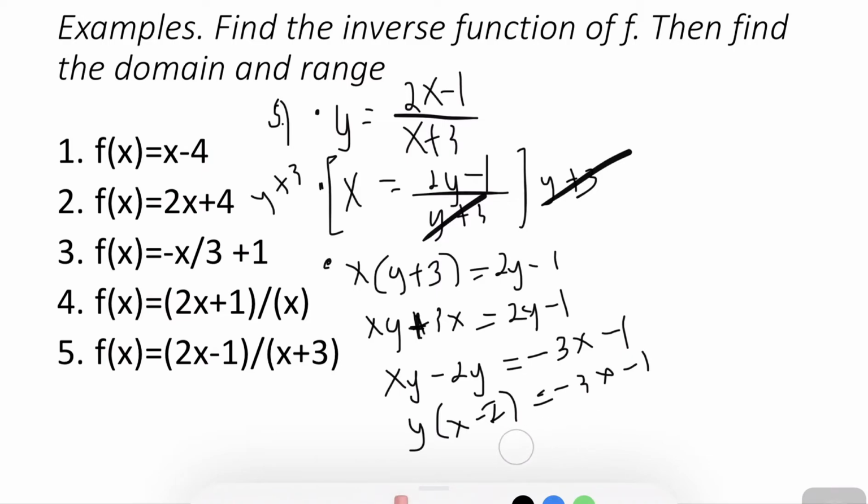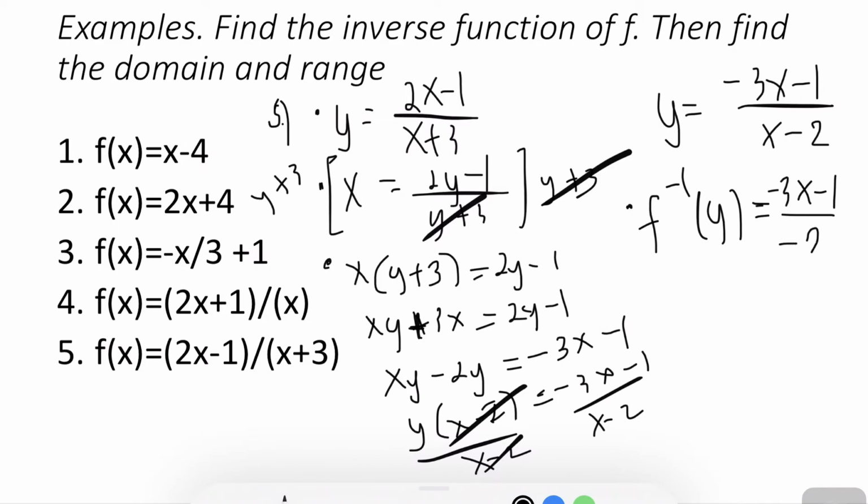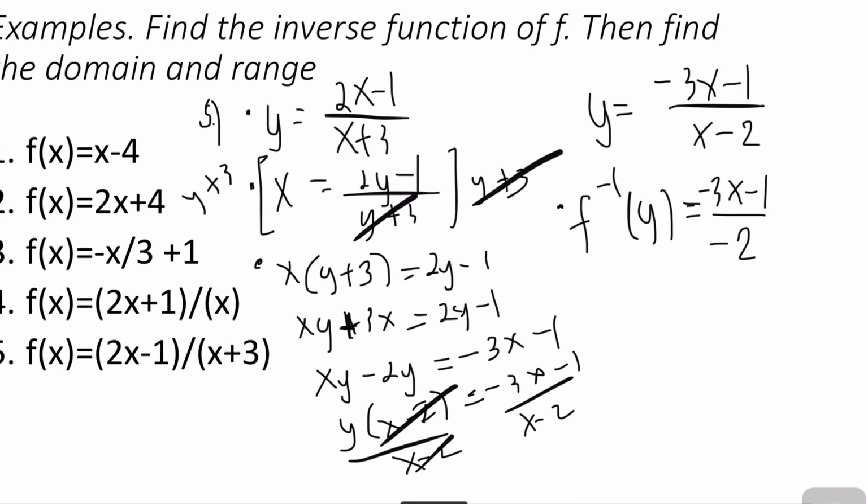So you have y. Then divide both sides by x minus 2. Cancel. So therefore, y is equal to (negative 3x minus 1) over (x minus 2). So therefore, the last step, change this into f inverse of x equals (negative 3x minus 1) over (x minus 2). So therefore, that is the inverse function of your function.